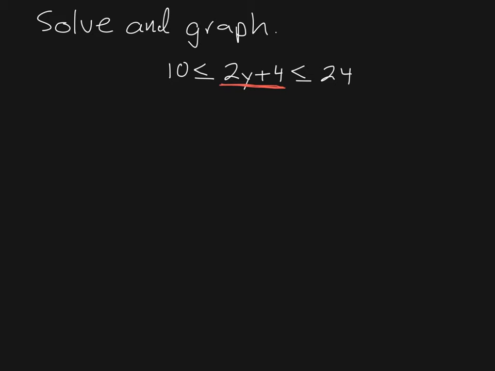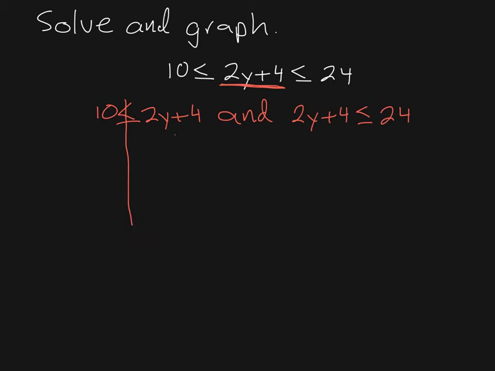So when we rewrite this, I'm going to write it in a way that I can solve it. So I'm going to break this apart and write it as two inequalities with the word and in between. So we can say that 10 is less than or equal to 2y plus 4 and 2y plus 4 is less than or equal to 24. Now that I have these separated in two separate inequalities, I can just go ahead and solve.